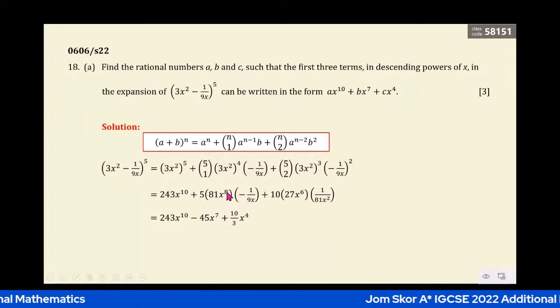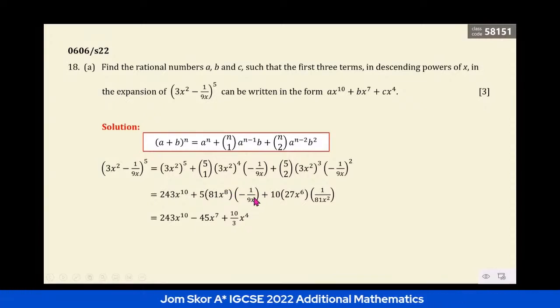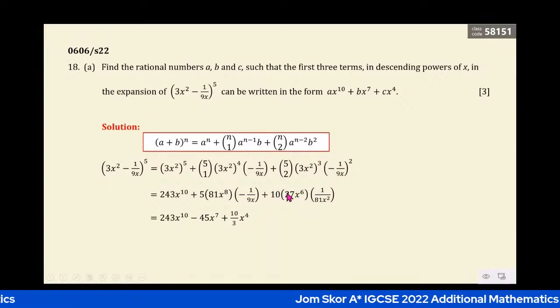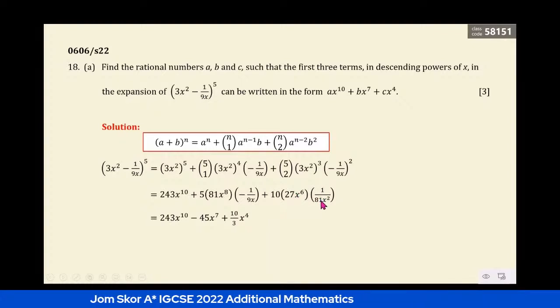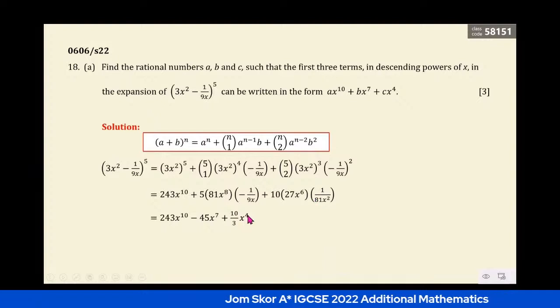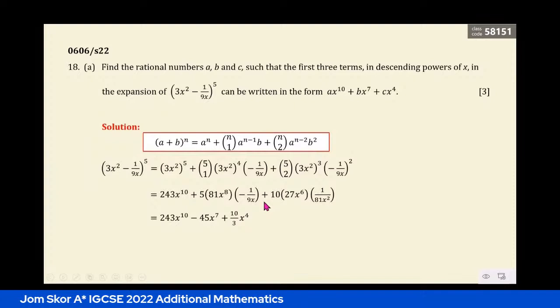Okay, x to the power of 8, bawah ada x. So kita potong satu x, bawah ni satu, power dia satu. So 8 minus 1 is equal to 7. Okay, also do this one. 10 multiply dengan 27, multiply dengan 1 over 81. So you will get 10 over 3. So x to the power of 6, bawah ada x square. So 6 minus 2 you will get x to the power of 4. Settle.